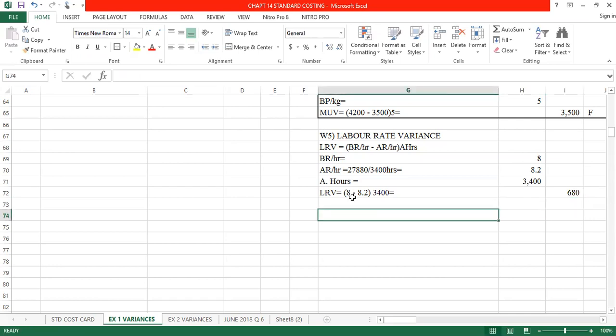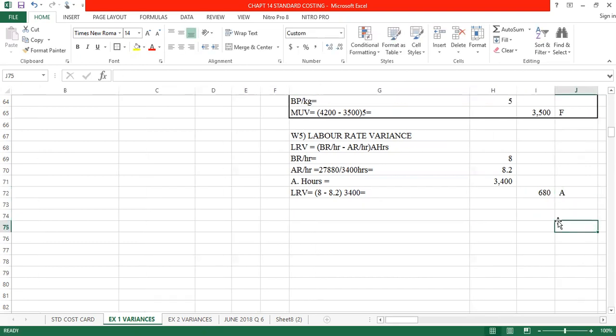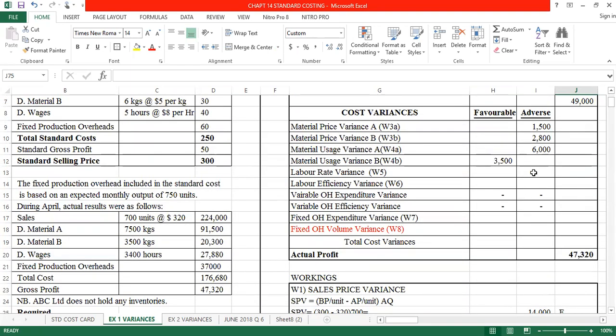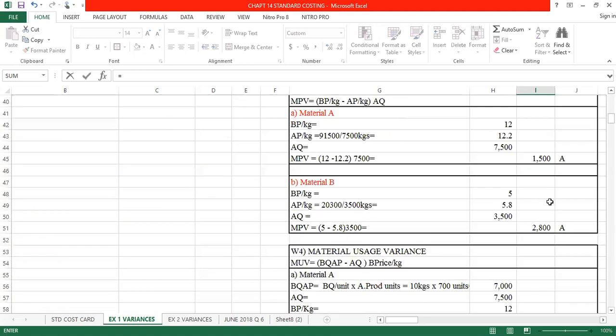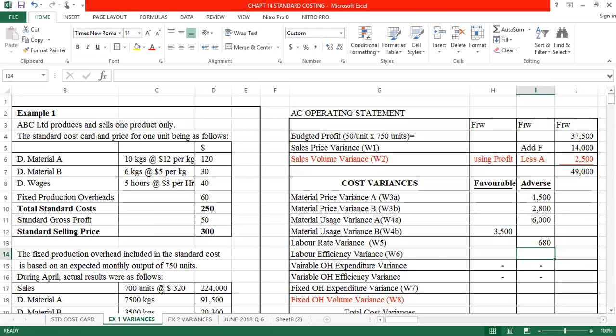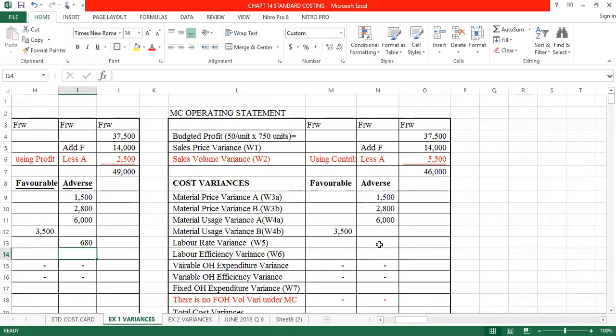Now look at this. We had budgeted to pay employees at 8. We actually paid at 8.2. The company therefore lost. Why did we lose? Because we spent more than what we had budgeted. We lost. So that is A. So we come and post it under the A column. Labor rate is A. So I'll also transfer the same value to the other side. So labor rate variance is A.